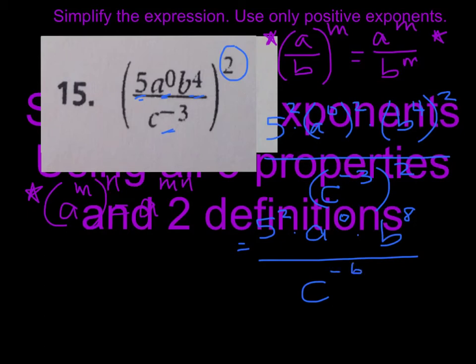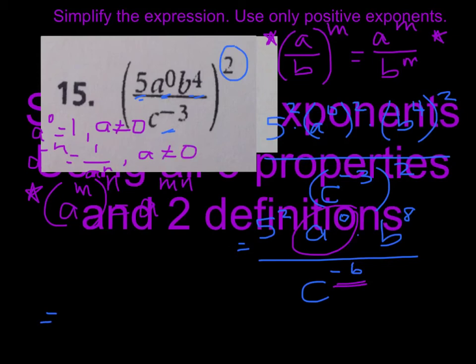So now I have to simplify. I'm going to move over here. I have to use this definition, a to the 0 definition, and I have to use my negative definitions. So what are my two definitions? A to the 0 is equal to 1 as long as a is not equal to 0, and a to the negative n is equal to 1 divided by a to the n as long as a does not equal 0. So I'm going to have to take care of this using my 0 property, which is right there.